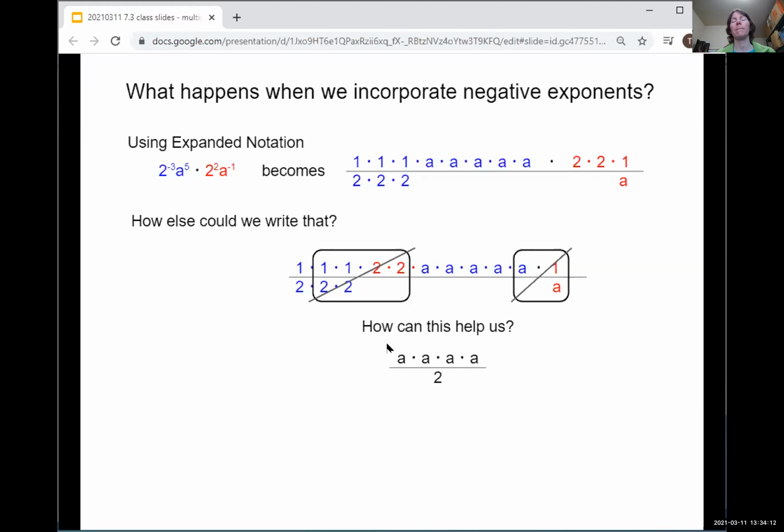That's not necessary. So that means I have 4 A's, 1, 2, 3, 4. My base is multiplied by itself 4 times, so my exponent has to be 4. And that's the final answer. A to the 4th over 2. So let's put this together again, kind of like we did last time. We'll start from our problem.